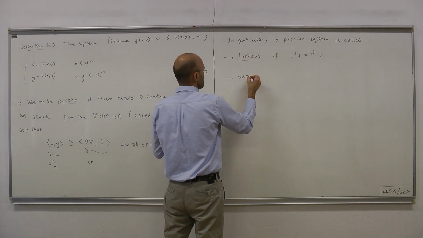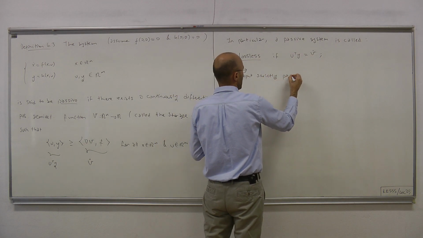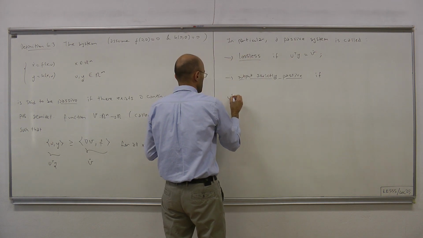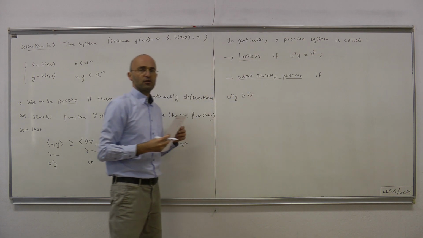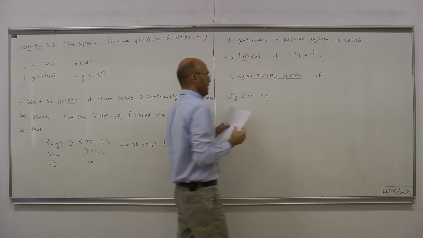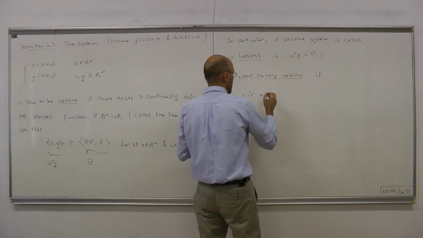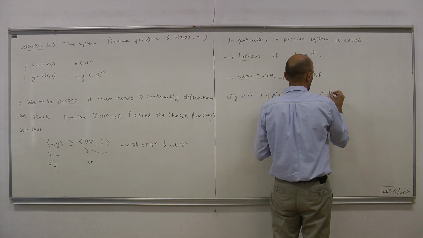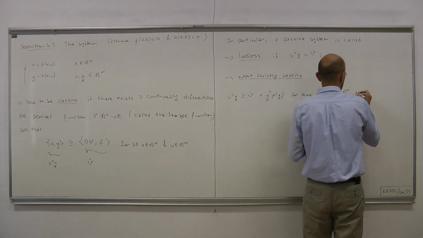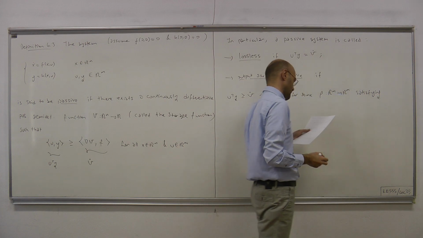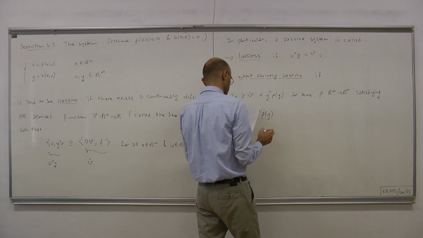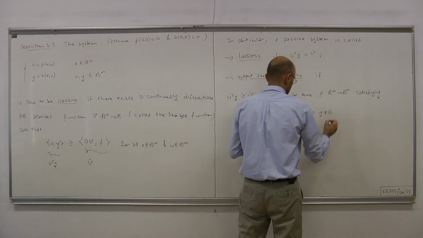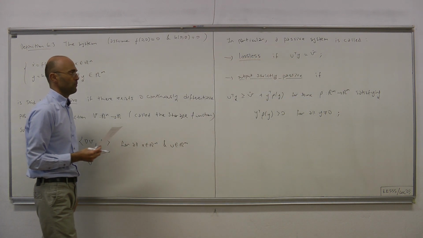Output strictly passive if u transpose y is greater than or equal to the rate of change of the storage function plus a positive definite with respect to y function, y transpose rho of y, for some rho from R^m to R^m, satisfying y transpose rho of y is always positive for non-zero y, for all y other than 0. Okay, so that's our output strictly passive.